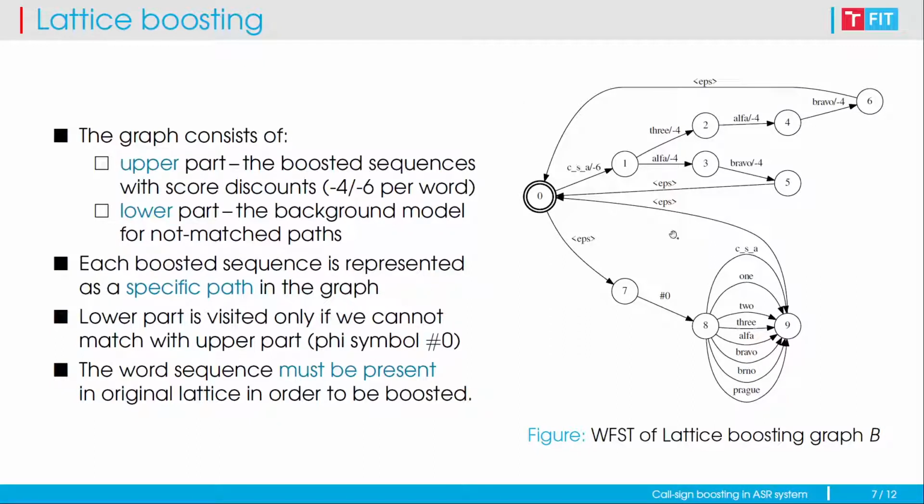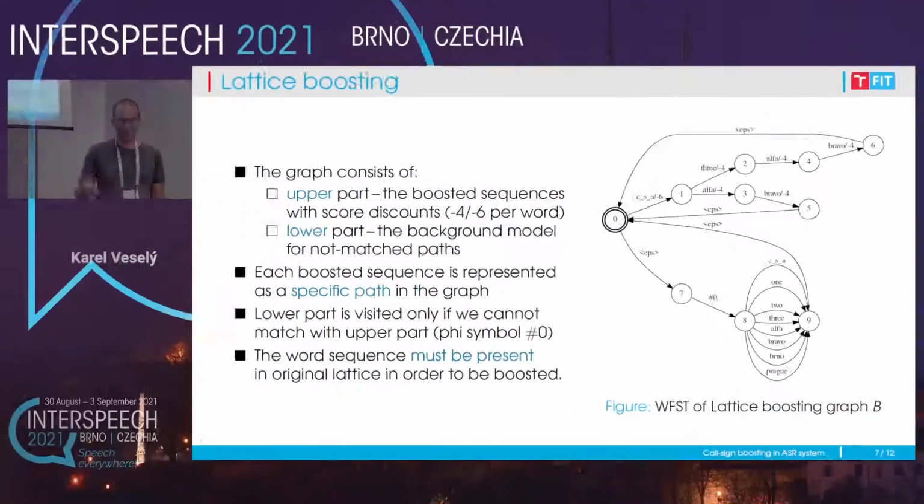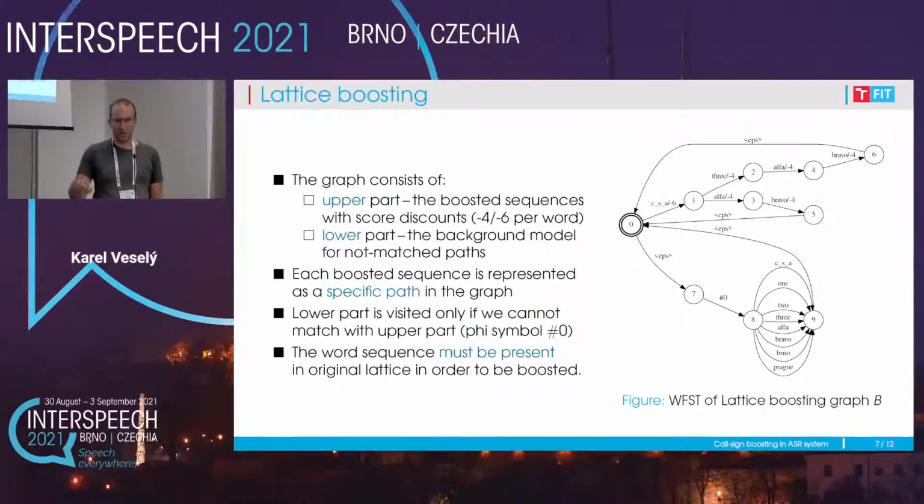And here are the call signs. There can be lots of call signs. All those which are boosted would appear here. Then we need some background model to cover the words which are not included in the call signs, so that we don't discard such words from the lattice, because we are using the composition, and in order to preserve them, we need to do it this way.